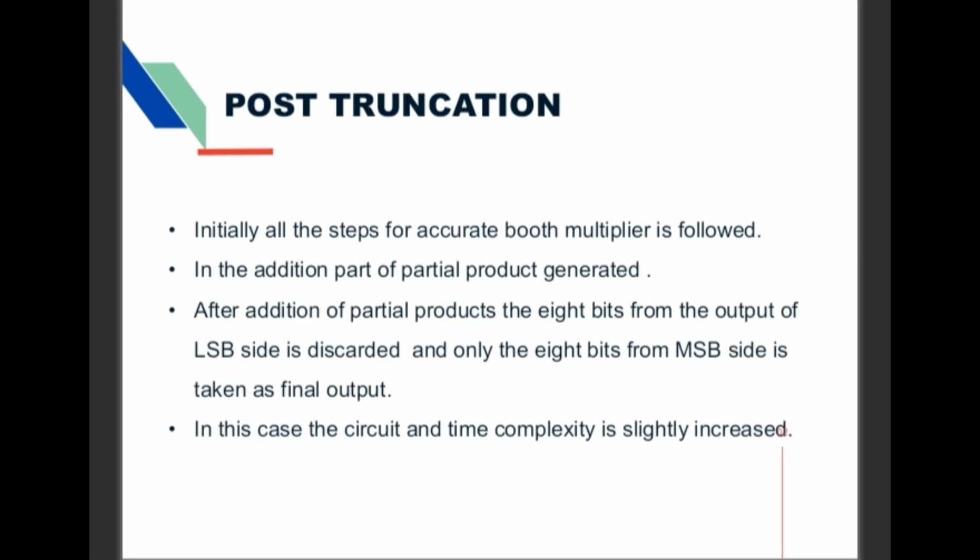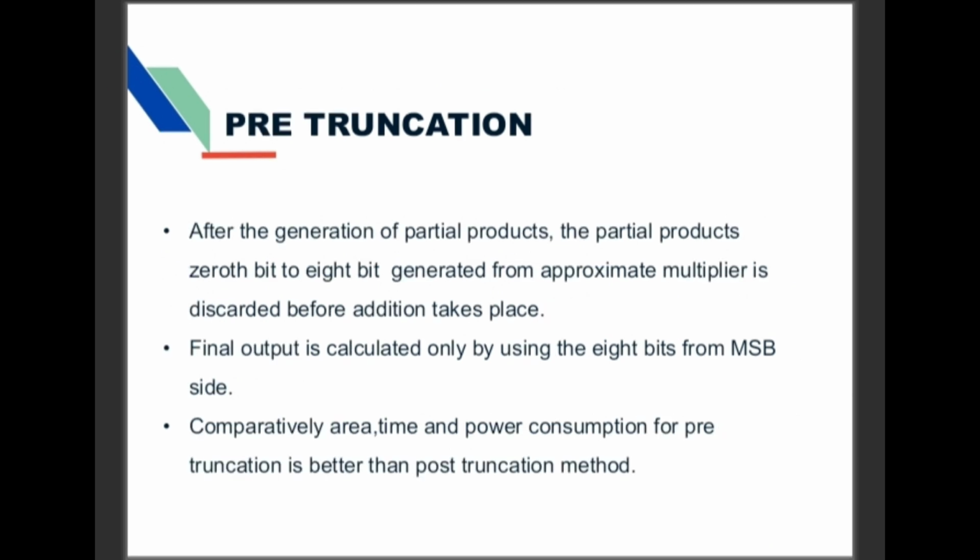Post truncation is nothing but we are going to generate the partial products and add them into a 16-bit value. After addition, we are going to discard the LSBs. So here we are going to get the MSB as the output. In pre-truncation, we are going to get the MSBs by discarding the LSBs before addition.